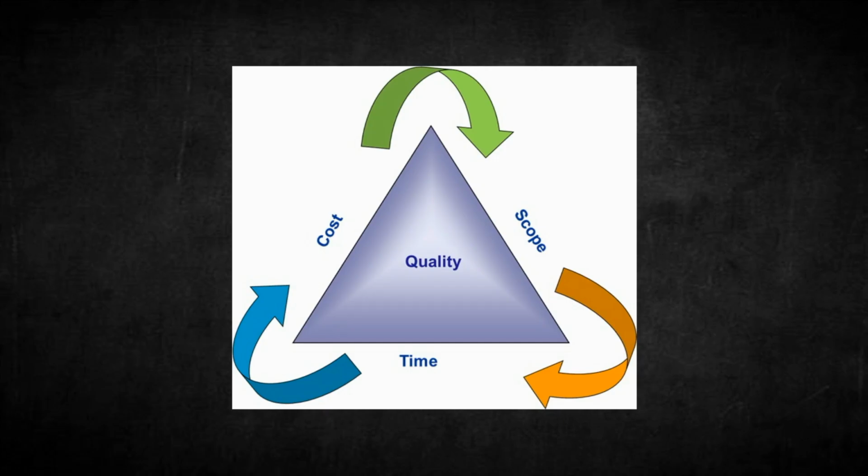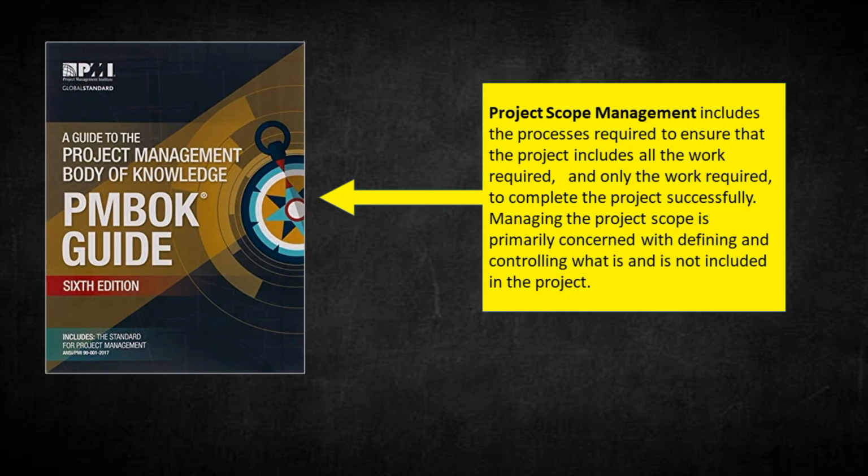After discussing integration management, we will discuss another knowledge area that is part of the three primary constraints of project management: project scope management. Project scope management includes the processes required to ensure that the project includes all the work required, and only the work required, to complete the project successfully. Managing the project scope is primarily concerned with defining and controlling what is and is not included in the project.